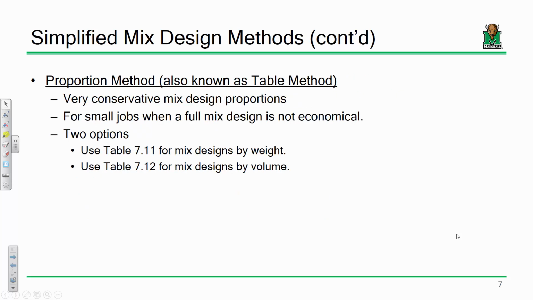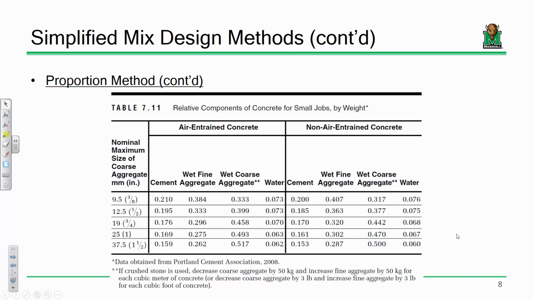The proportion method gives you some very conservative mix design proportions. It's a little more accurate. It's used for small jobs, but it's also a pretty simple, straightforward approach. And I call it the table method because you're literally just looking up your mix design proportions in a table. So if you see me refer to any tables, table 7.11, 7.12, these are coming right out of your book.